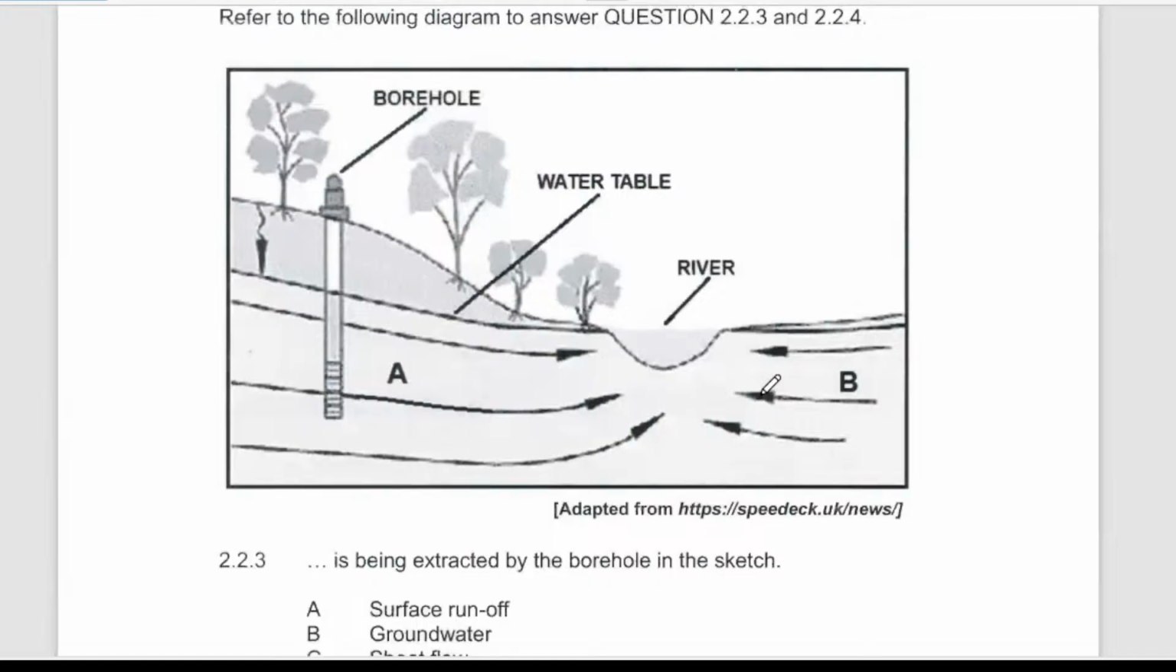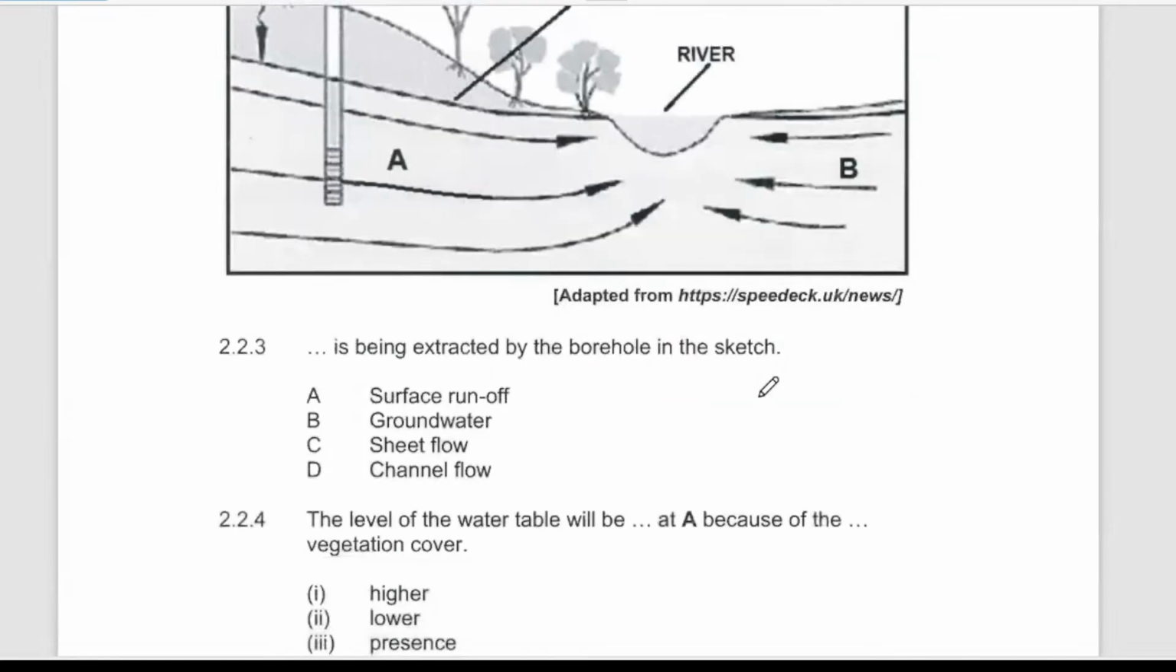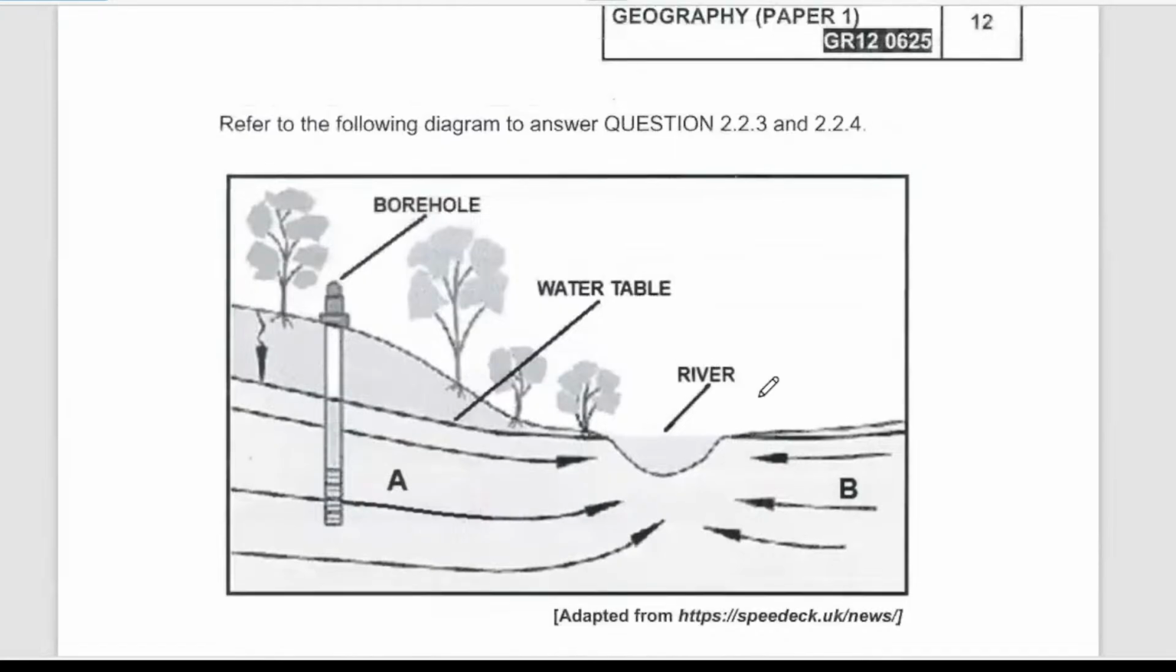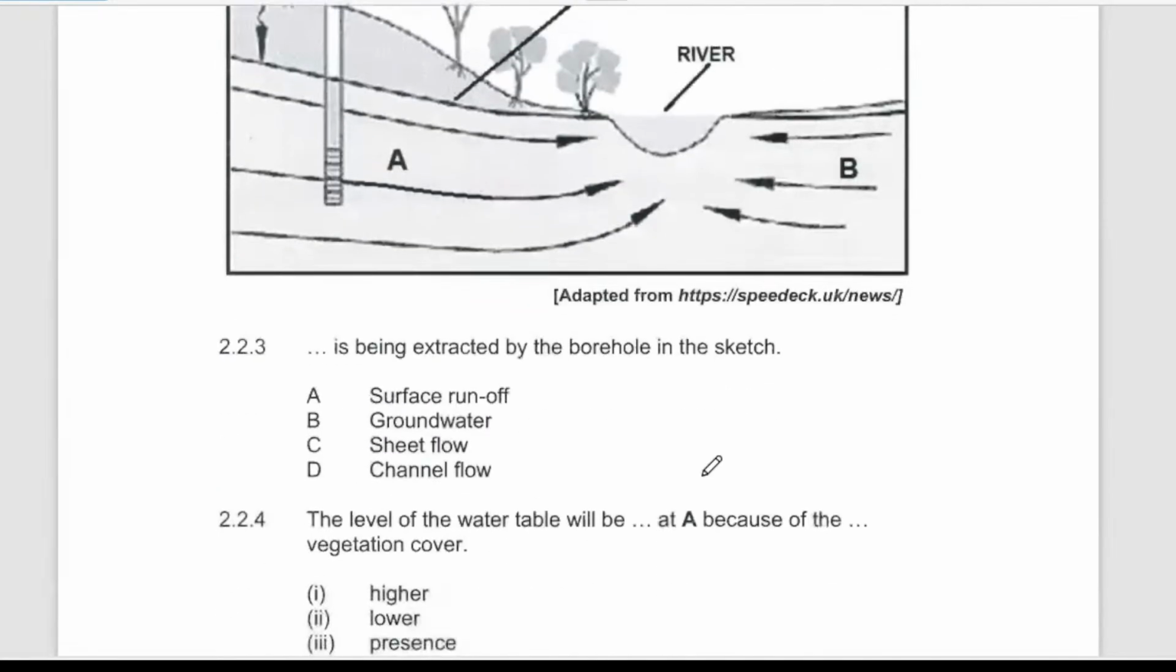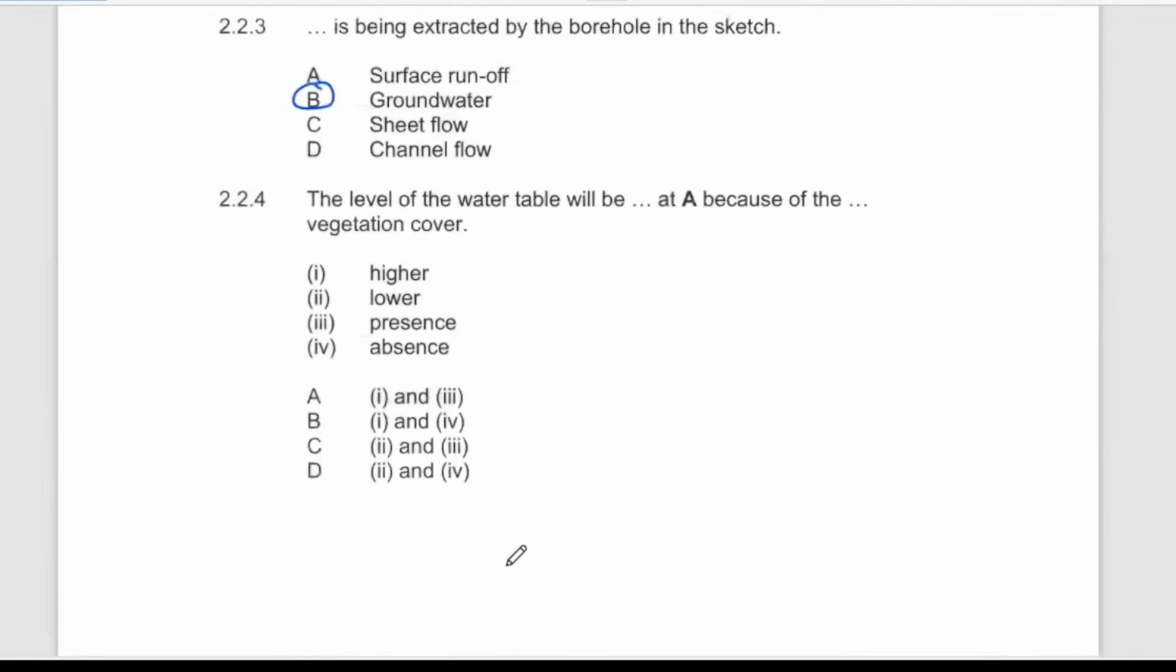Dash is being extracted by the borehole in the sketch. Right, if we check, the borehole here is extracting water from the ground. So ultimately the borehole is going to extract water from our ground storage, which is our groundwater. Right, the level of the water table will be dash at A because of the dash vegetation cover.